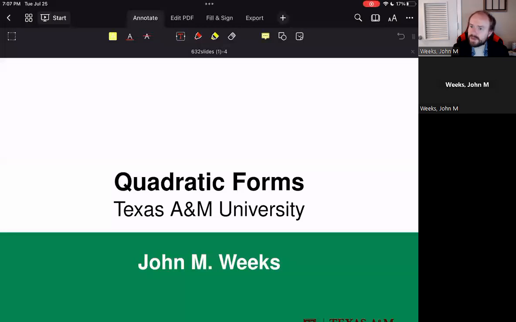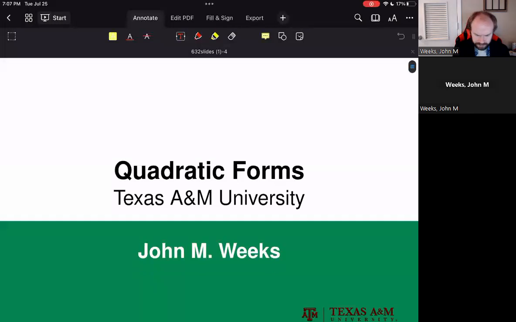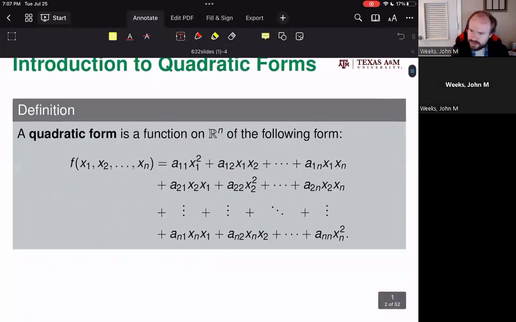But quadratic forms are types of functions that we would like to analyze from a calculus point of view. What is a quadratic form? What are the things we can do with them, and how do they connect with both linear algebra and calculus? Those are the questions that we answer in today's presentation. Now, first things first, what is a quadratic form?